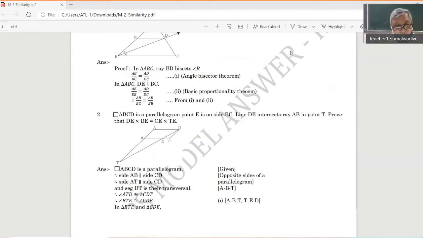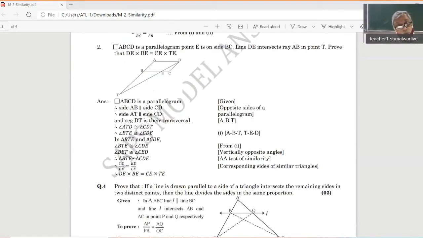Next is the second one. That is, quadrilateral ABCD is a parallelogram, where E is a point on the side. Line DE is produced till T, such that we have to prove DE into BE is equal to CE into TE. See the figure. These are the sides of 2 triangles.